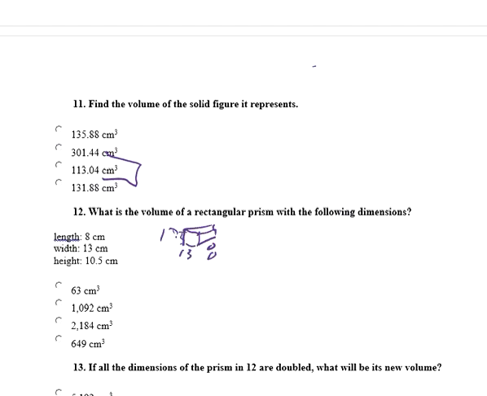So the volume is this. The area of the base is going to be 13 times 8 times the height. So 13 times 8, or some people think of it as length times width times height. We're going to multiply everything together, but I like breaking it up. 8 times 3 is 24, carry the 2, 8 times 1 is 8. So I end up with 104, and now I'm going to multiply that by 10.5, the height. 104 times 10.5.